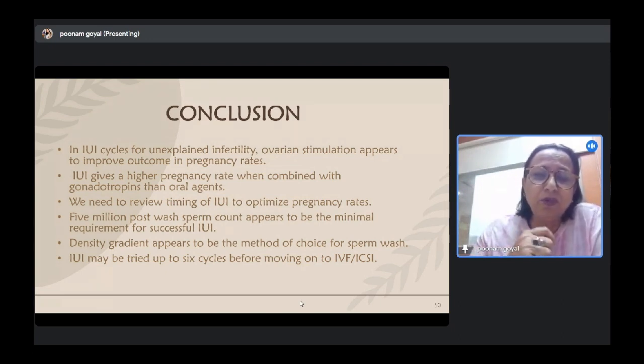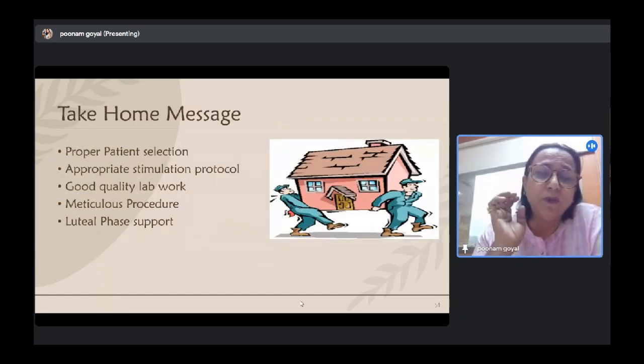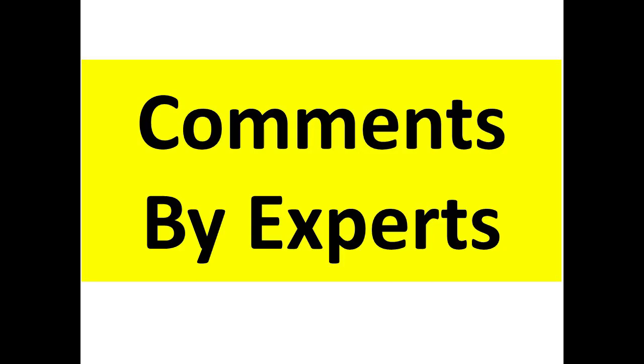IUI may be tried up to 6 cycles before moving on to IVF or ICSI. 6 is the maximum limit. So, take home message: proper patient selection, appropriate stimulation protocol, good quality lab work, meticulous procedure, luteal phase support, and if I may add, proper record keeping. Thank you.